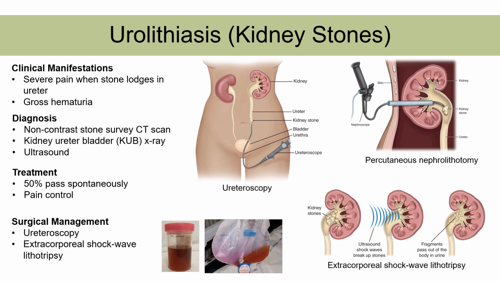If a stone is larger than 10 millimeters, or it's causing severe obstruction and pain that's unrelieved by all of those measures we just talked about, then surgery will most likely be planned, and it may even be done on an emergency basis, just depending on what's going on with the patient. They can have a ureteroscopy, which is pictured here in the center, percutaneous nephrolithotomy, and extracorporeal shockwave lithotripsy. These are all done, again, just depending on the size and location.